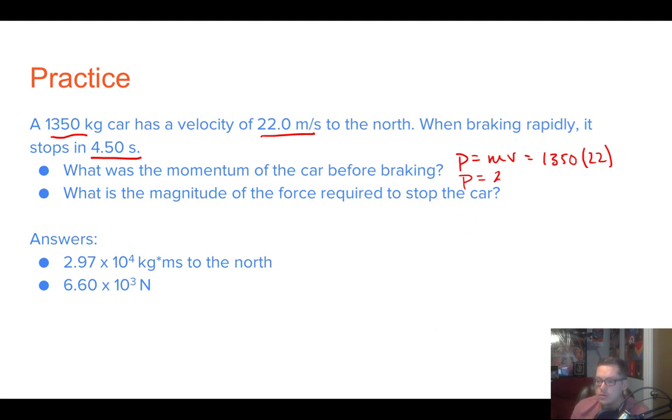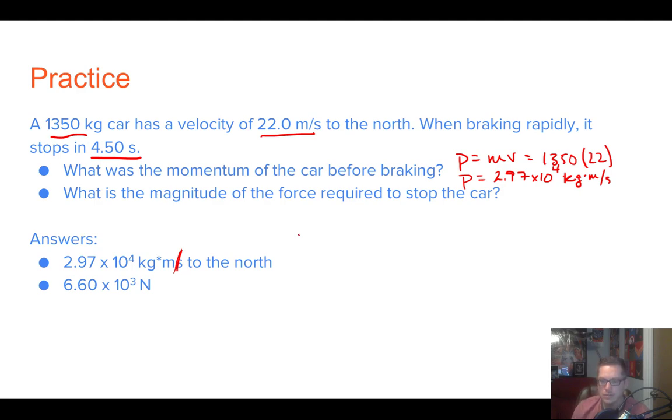All right, 2.97 times 10 to the fourth, and the units for momentum are kilograms times meters per second. Okay. And that's what I got earlier too. Oh, I forgot this. So it should be kilograms times meters divided by seconds. All right. So that's our momentum.